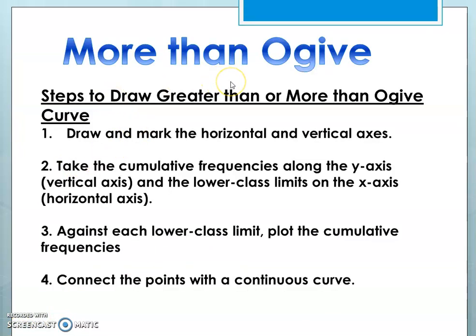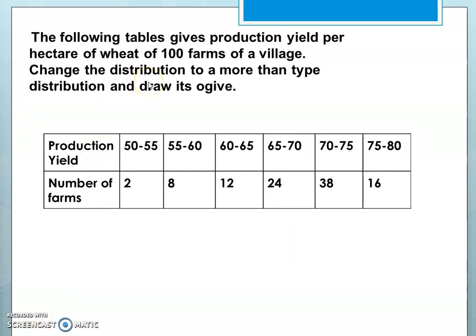Next we have the more than type ogive. The steps to draw a greater than type or more than type ogive are as follows. The first step is to draw and mark the horizontal and vertical axes. The second step is to take the cumulative frequencies along the y-axis and the lower class limits on the x-axis. Against each lower class limit, plot the cumulative frequencies. Connect the points with a continuous curve. With the help of an example, we will see how we can draw the more than type or greater than type cumulative frequency curve.